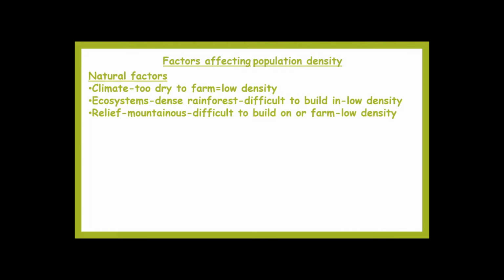If we scale it down to looking at Wales, we know that mid-Wales has a low population density because that's where the Cambrian Mountains are. It's too cold, it's too wet, it's too steep.